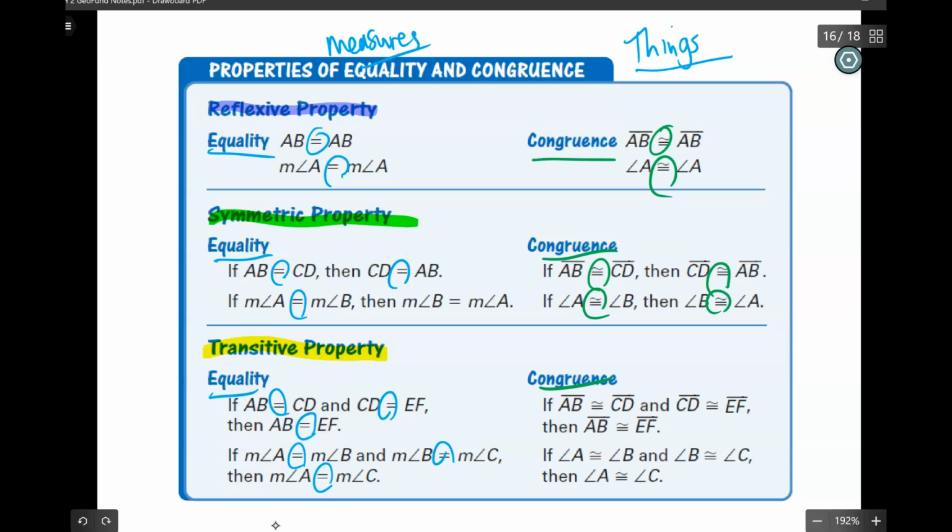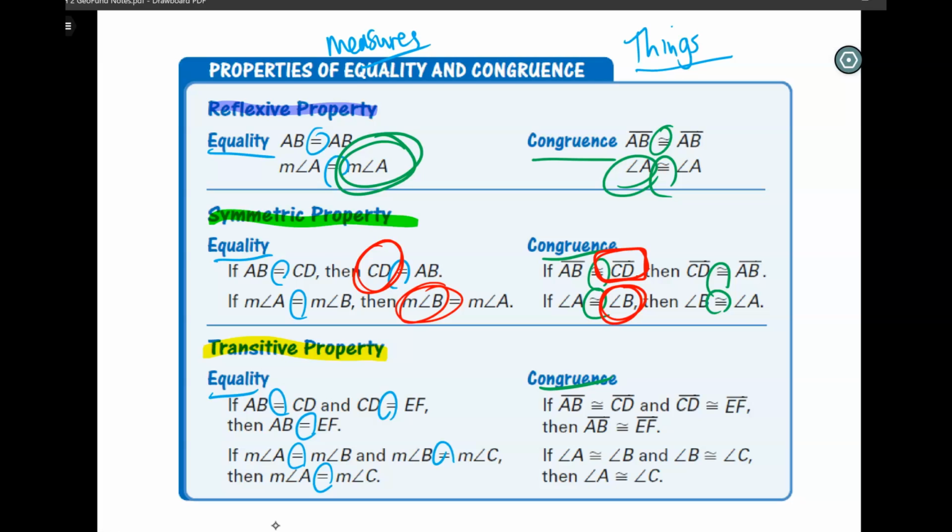And it's the actual thing. So over here we have the measure of angle A versus the actual angle A themselves. We have the measure of angle B versus the actual angle B with congruence. The measure of segment CD and the actual segment itself. Okay, so reflexive property, let's go through each one.